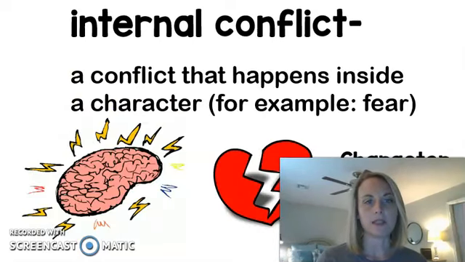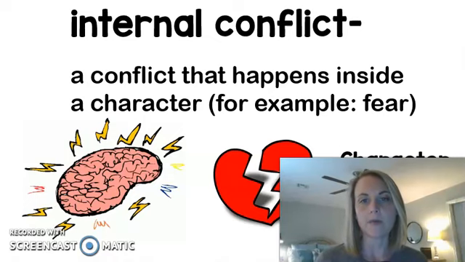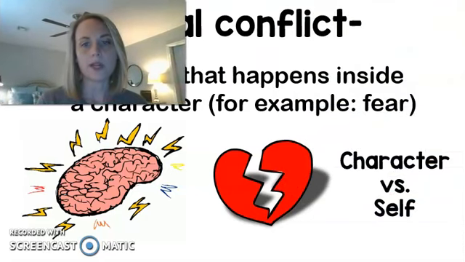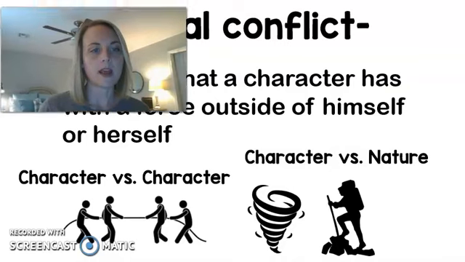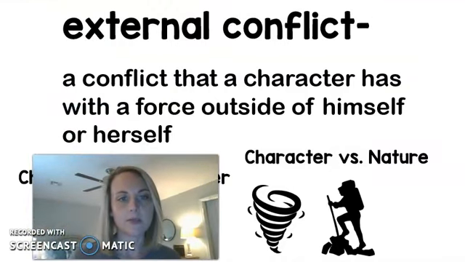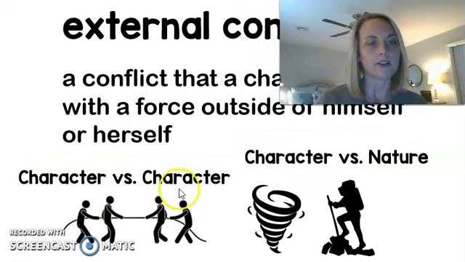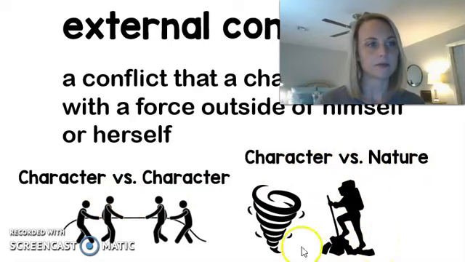Internal conflict is a conflict that happens inside a character. For example, if a character struggles with fear. We also call this character versus self. Next we have external conflict, which is a conflict that a character has with a force outside of himself or herself. For example, character versus character and character versus nature.